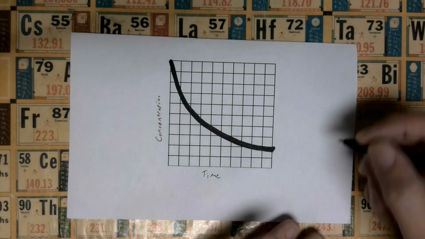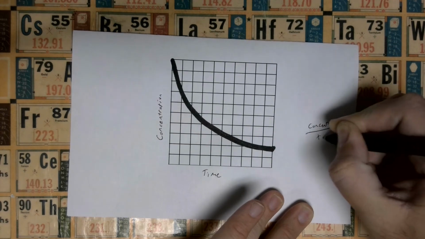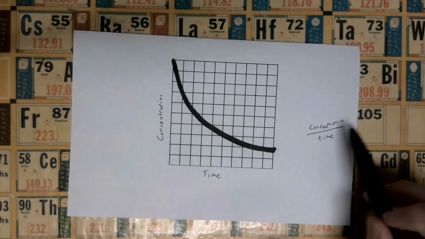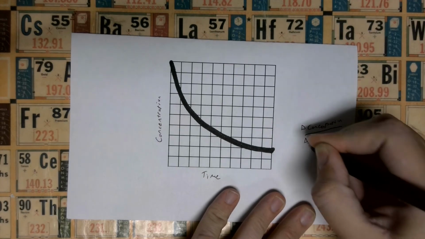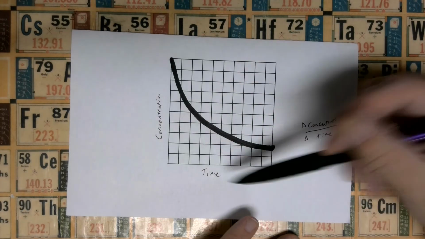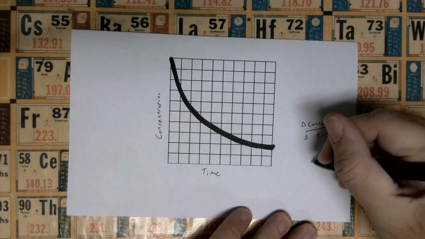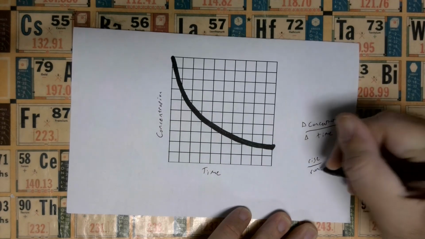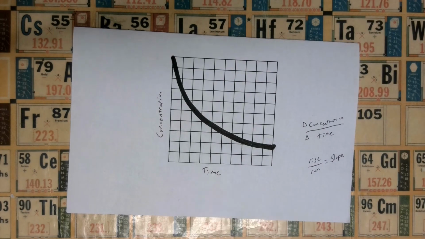And so what we're going to do here is we're going to do concentration over time to figure out the rate of the reaction. Change in concentration over the change in time. Delta stands for change. So if you look at this graph, if it's concentration over time, it's the y over the x. That would also be the rise over the run, and hopefully you remember that is the slope. So if I know the slope of this line, then that would give me the rate of the reaction.